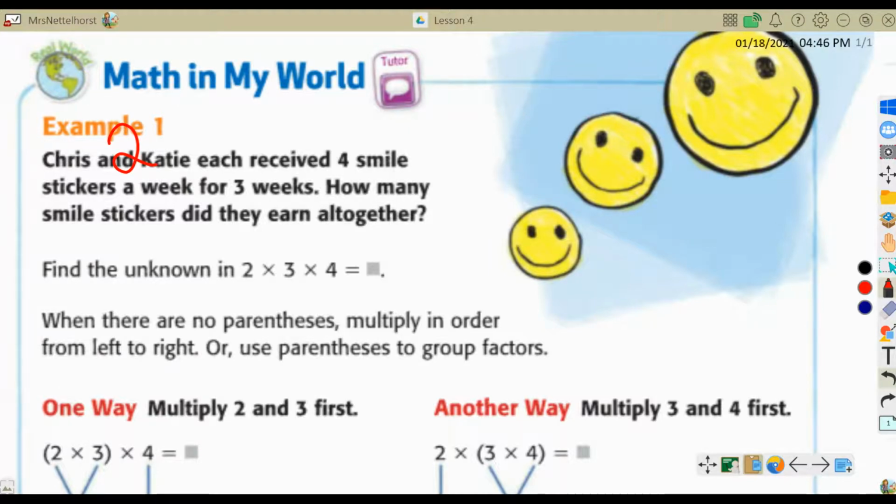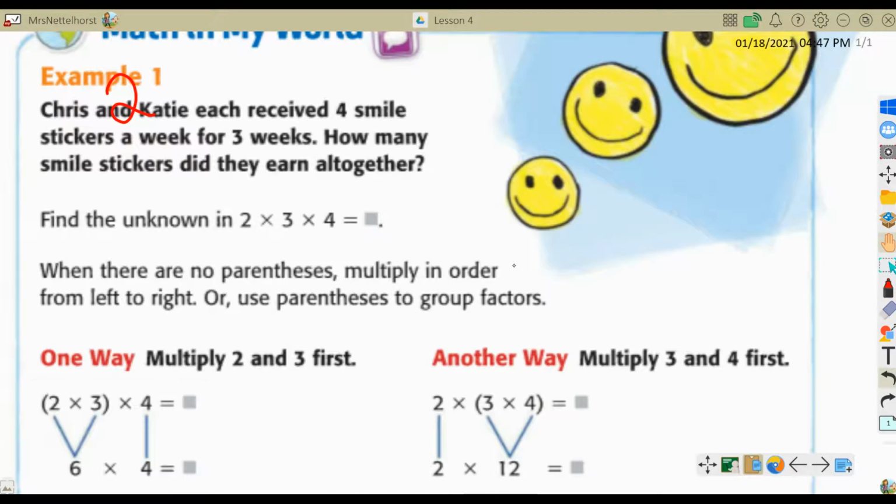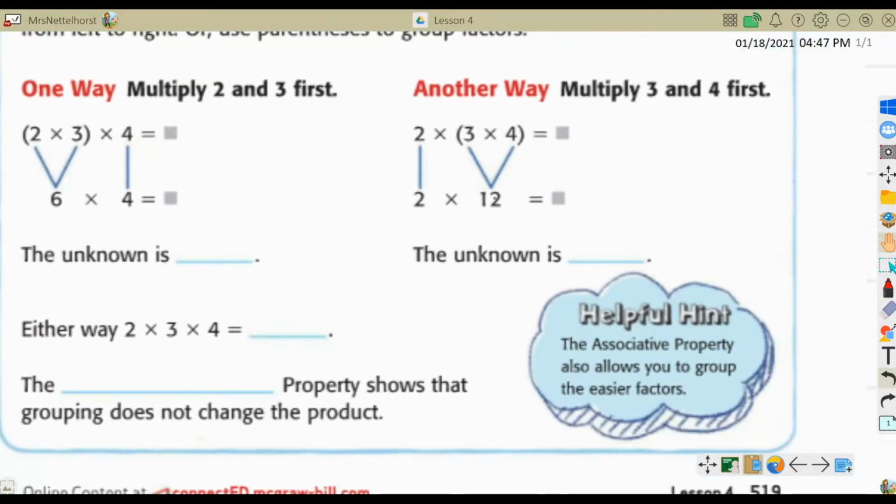So we're going to find the unknown in 2 times 3 times 4. Now, Chris and Katie are the 2. The 4 represents the stickers they got each week, and the 3 is the number of weeks. Now, they put it in this order because you have 2 groups of 3, groups of 4 is basically how that works. When there are no parentheses, you multiply in order from left to right, or use parentheses to group factors. So they're going to show you 2 ways to do this.